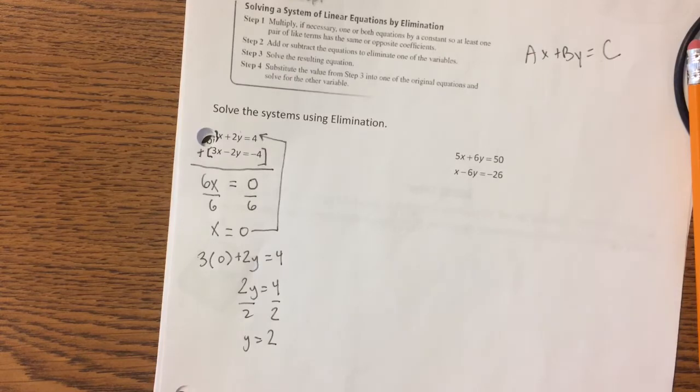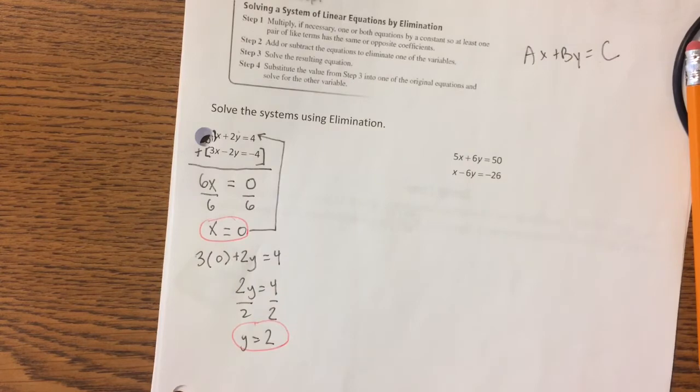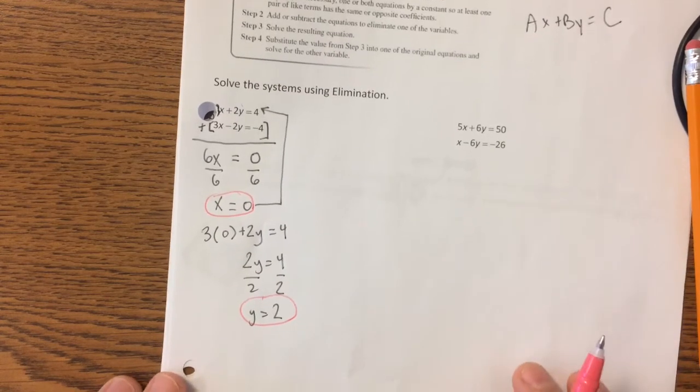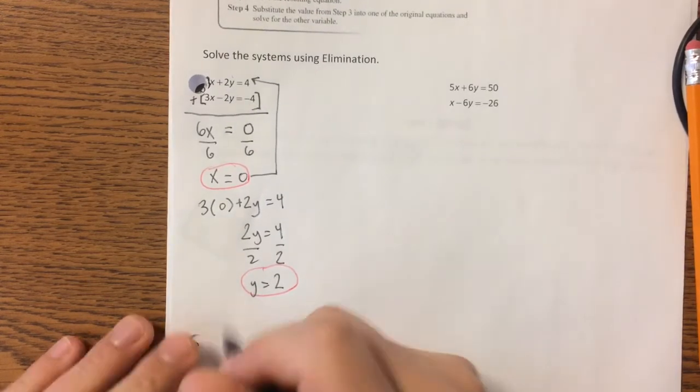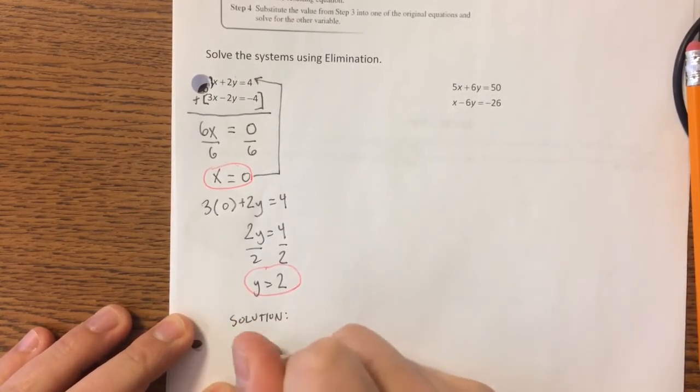So we've got our x and we've got our y, and that's all you need for your solution, right? What we're trying to find is that coordinate, or that xy pair, that satisfies both equations, and that's it. It's 0, 2. So my solution is that coordinate.